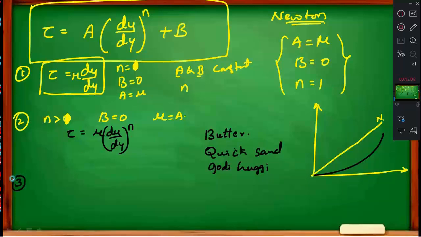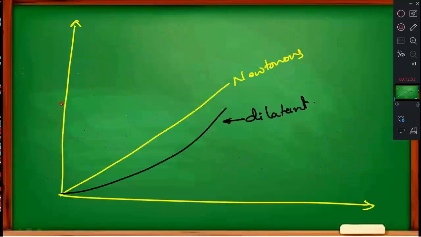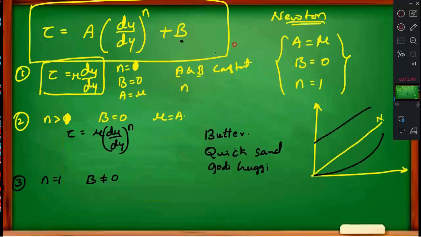And the third one is, what can you make now? Look here, I will make n equal to 1 and b not equal to 0. B not equal to 0 means what? B is a y-intercept, and n equal to 1 means linear, a straight line. This curve I got, I will represent here somewhere, a straight line. This is your B, n equal to 1. This is called Bingham plastic.